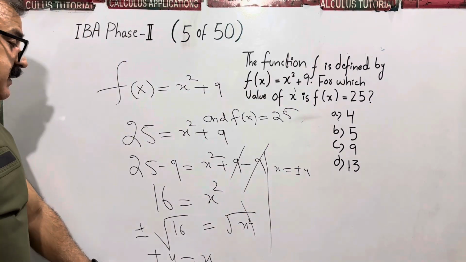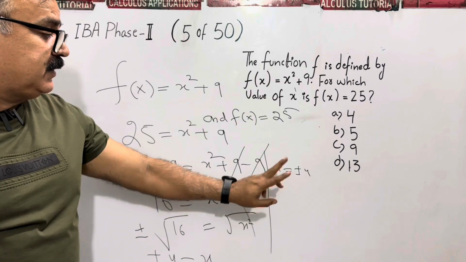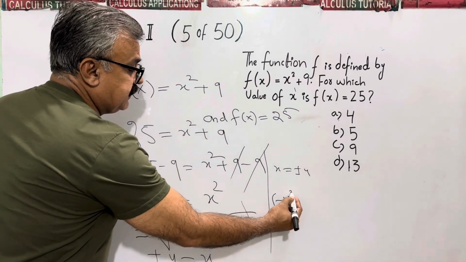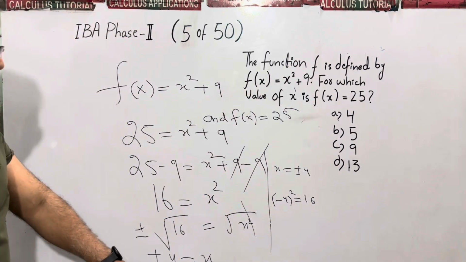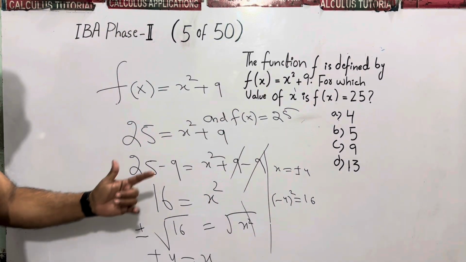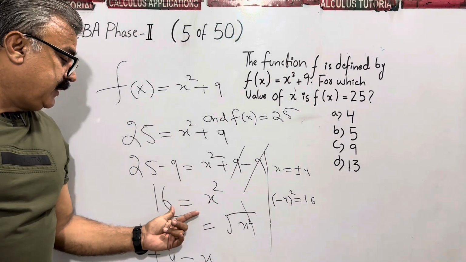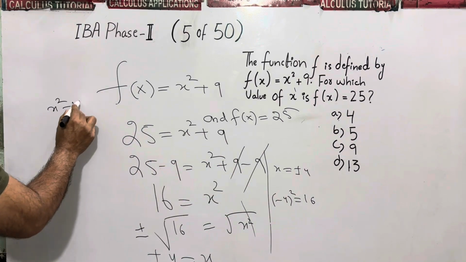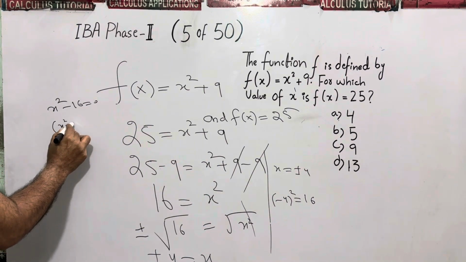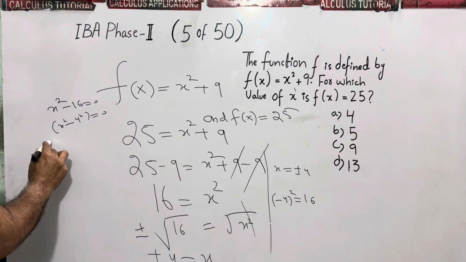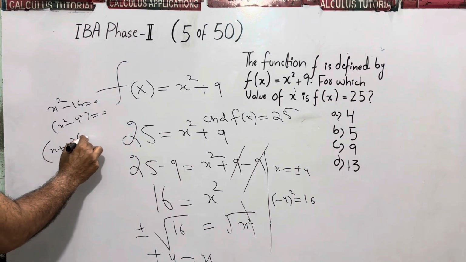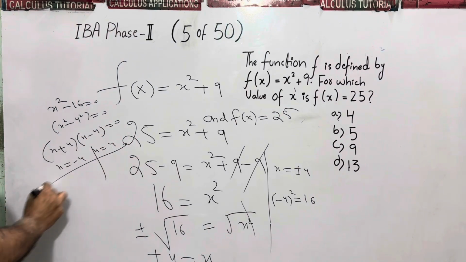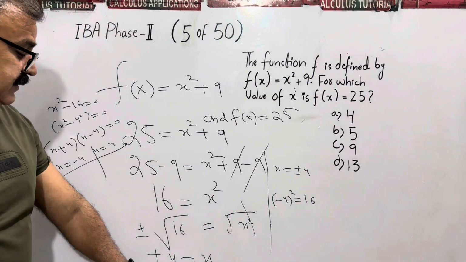The story behind positive and negative 4 is that if you square positive 4, the result is 16. If you square negative 4, it still results in positive 16. That's why the square root is calculated as positive and negative. Or simply, here it is a quadratic. If you solve this, you will get two answers: x square minus 16 is equal to 0, or x square minus 4 square is equal to 0. Difference of two squares: x plus 4, x minus 4. From here x is equal to minus 4, and from here x is equal to 4. So that is the story behind positive and negative 4.